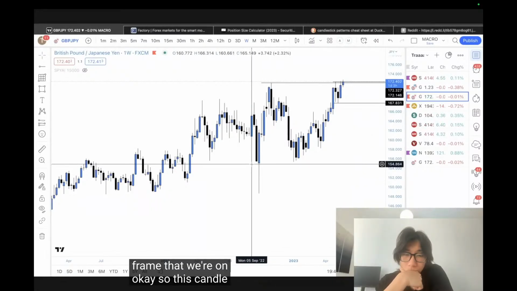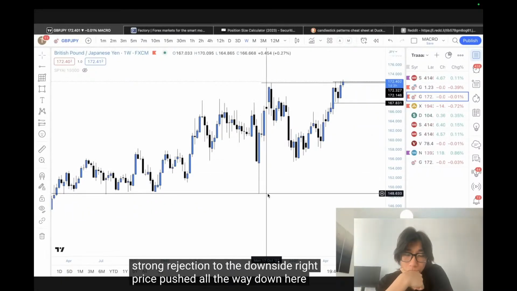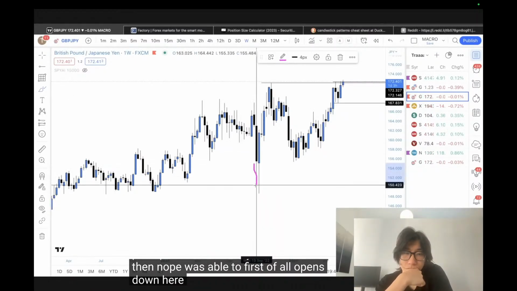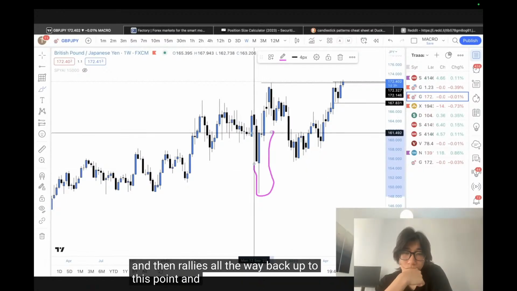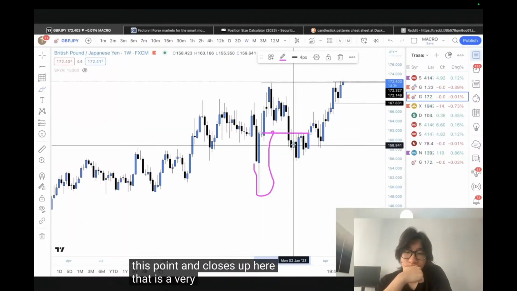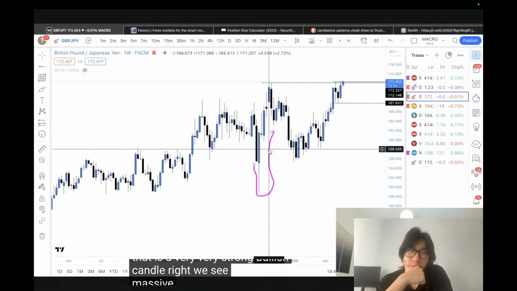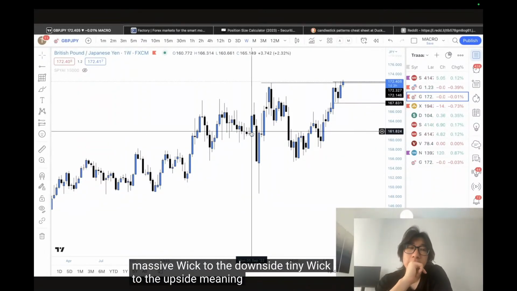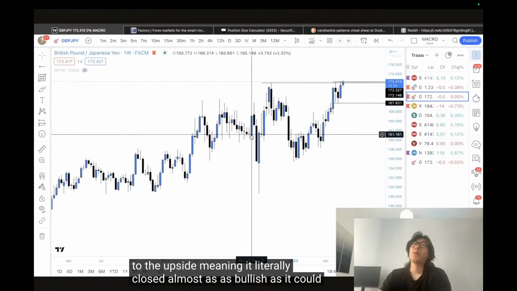So this candle, for example, we get a strong rejection to the downside. Price opens down here, comes all the way down here, and then rallies all the way back up to this point and closes up here. That is a very, very strong bullish candle. We see a massive wick to the downside and a tiny wick to the upside, meaning it closed almost as bullish as it could have.